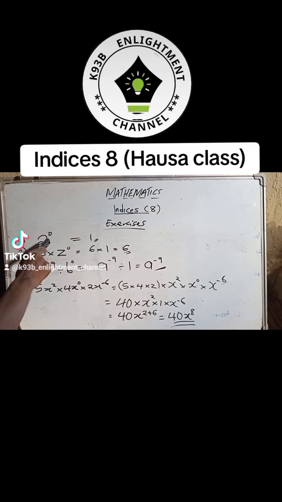Na ɗaya an ce 2 raised to power 0. Solve it. Me za ka yi? Ka tuna kawai third law ɗin, anything raised to power 0 is equal to 1. Saboda haka 2 raised to power 0 is equal to 1. Ka gama shi. Mu je na biyu.